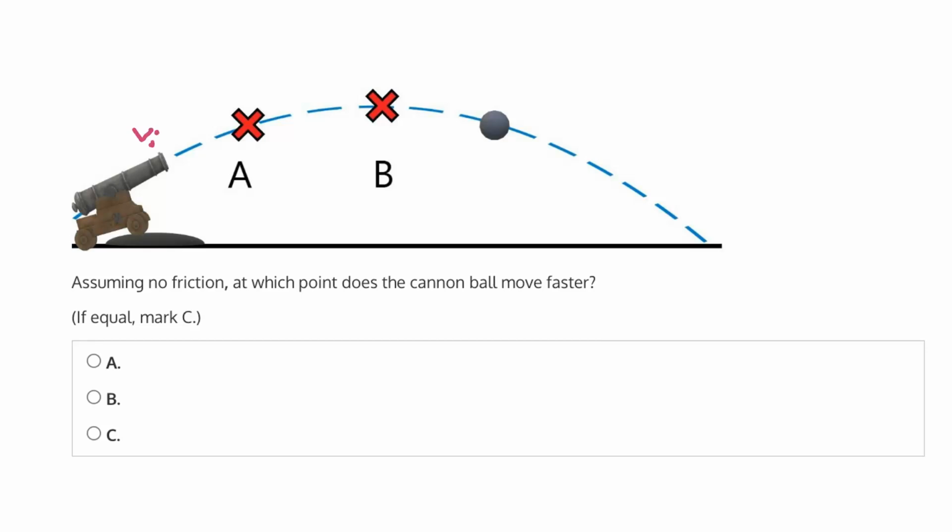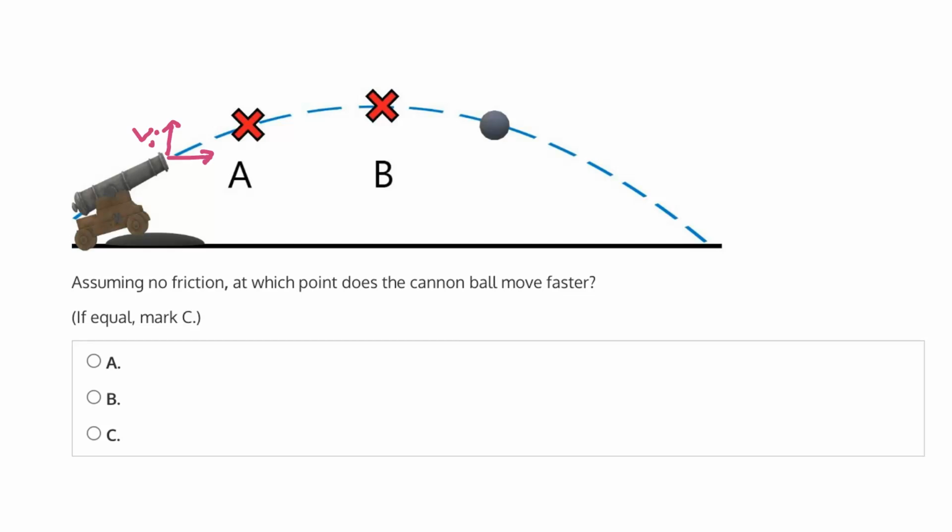And because it's shot up and to the right, the velocity will have both x and y components. So here we have the initial x component, and here we have the initial y component. And again, together, these will sum to form the overall initial velocity.